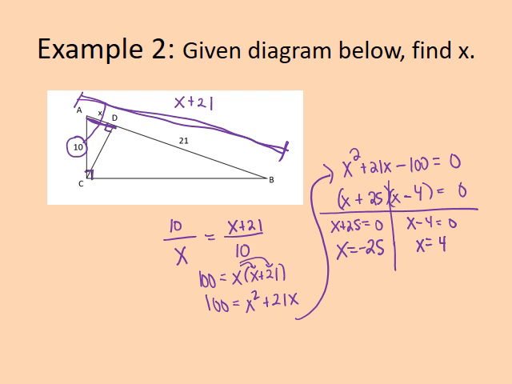Now we know that lengths have to be positive, so we need to take these values and plug them back in. So when we take negative 25 and we plug it back in, we discover that this x would be negative 25, which doesn't work because lengths need to be positive. So we need to reject the negative 25. But when we take 4 and we plug it back in, we get a positive 4 here, and that works for this situation. So x equals 4 is our answer.